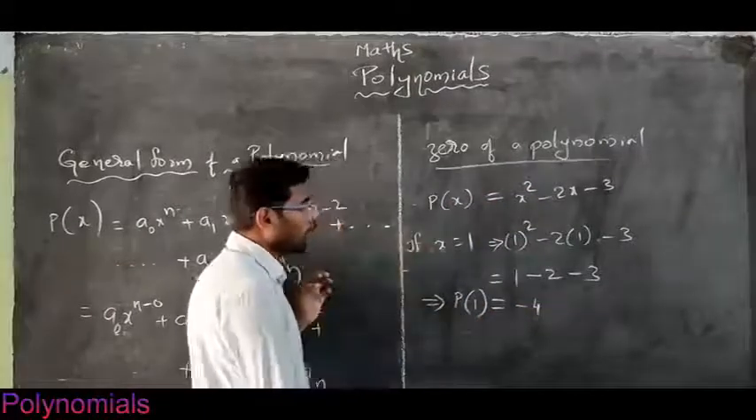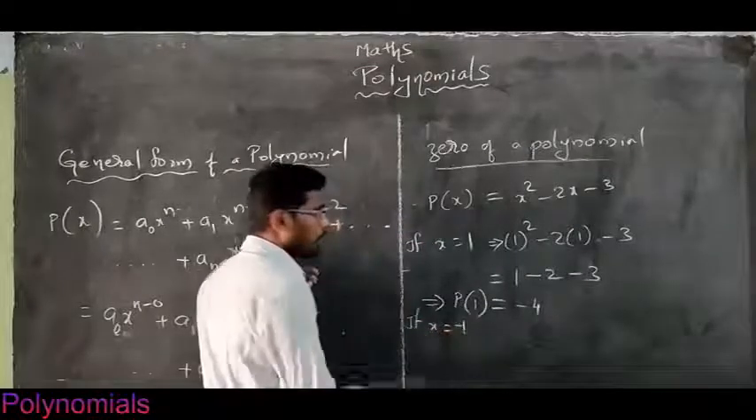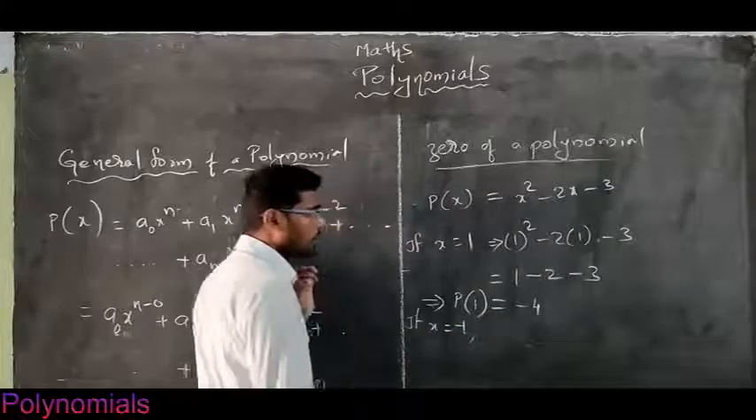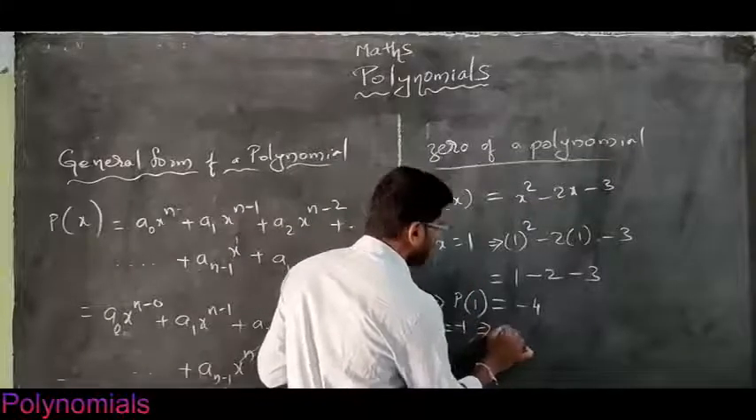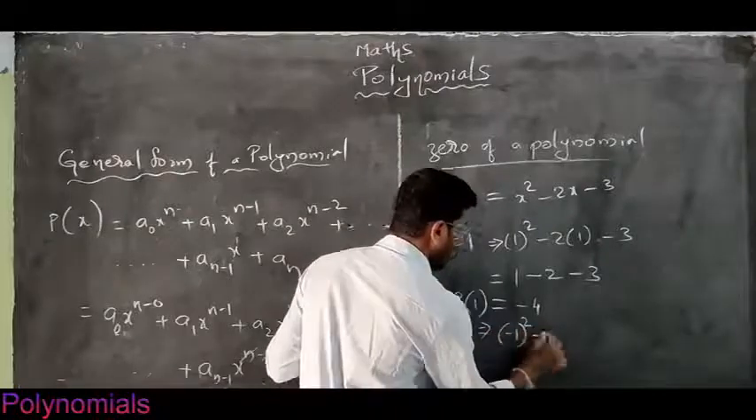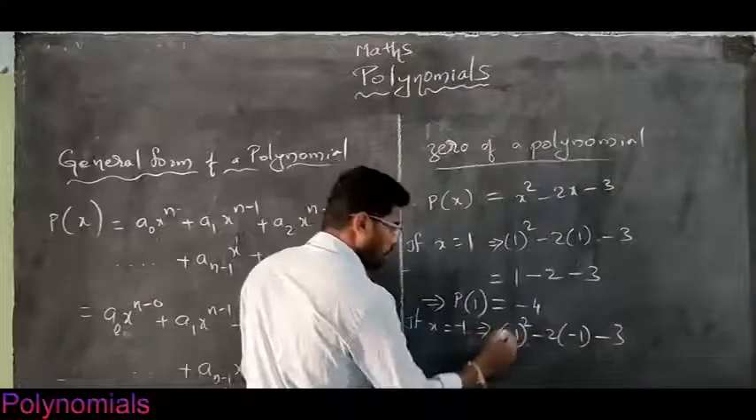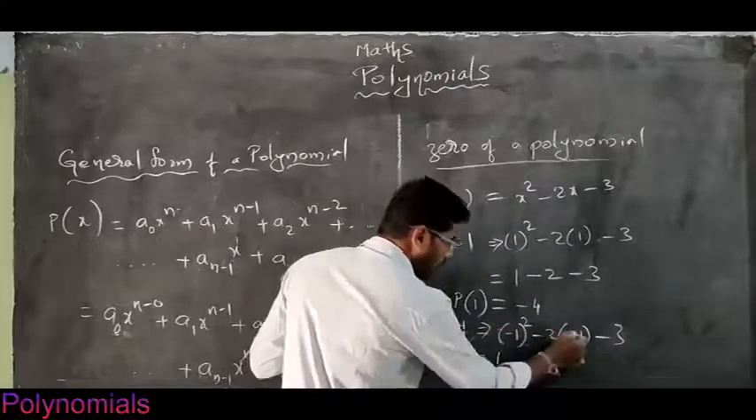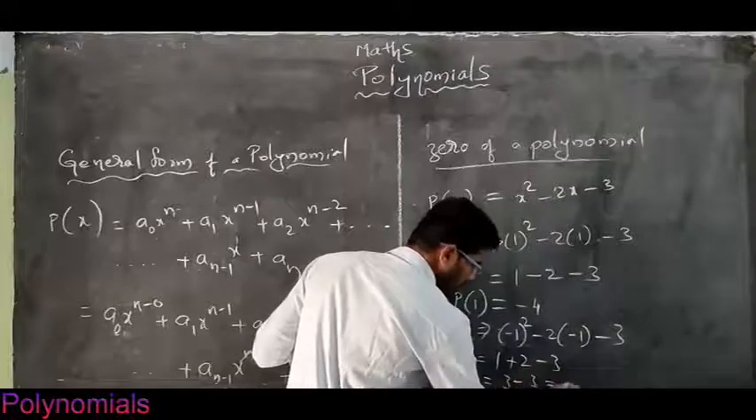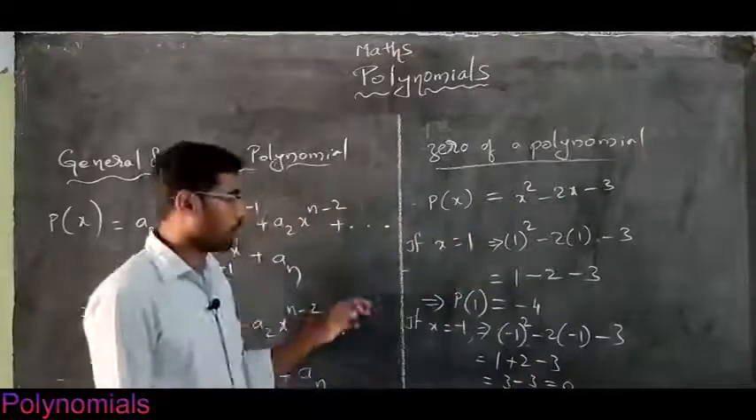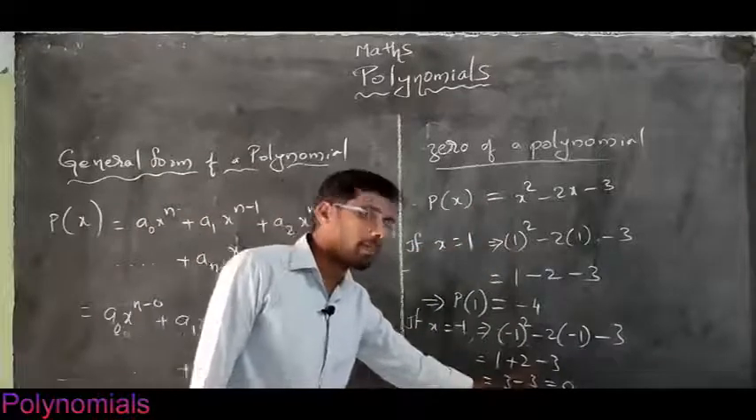The same thing, if you substitute x equals minus 1, how much will it become? It will be minus 1 whole square minus 2 into minus 1 minus 3. Minus 1 whole square is 1, minus into minus is plus 2, minus 3. How much is it now? 3 minus 3 equals 0. If you substitute x equals minus 1 in this, its value becomes 0.